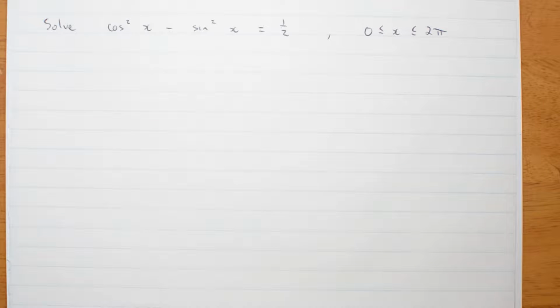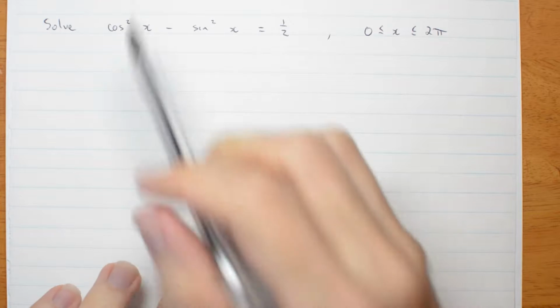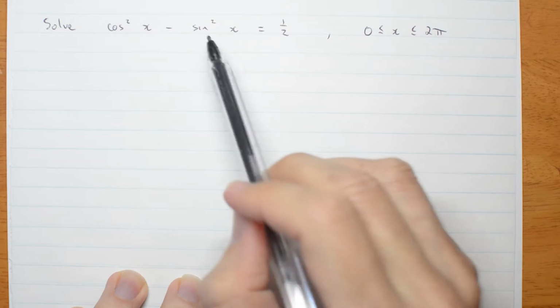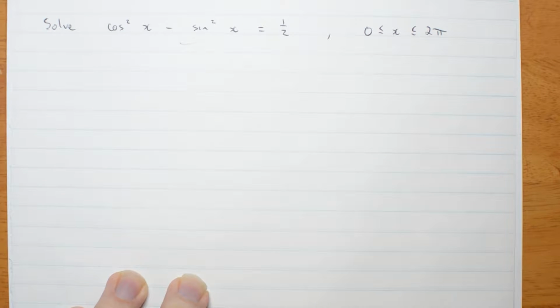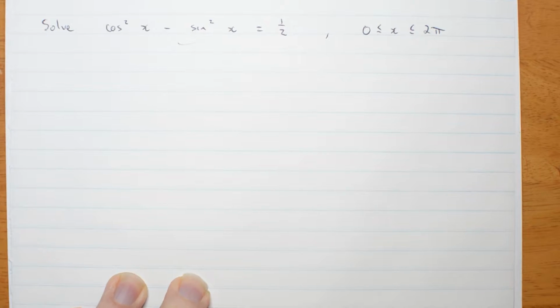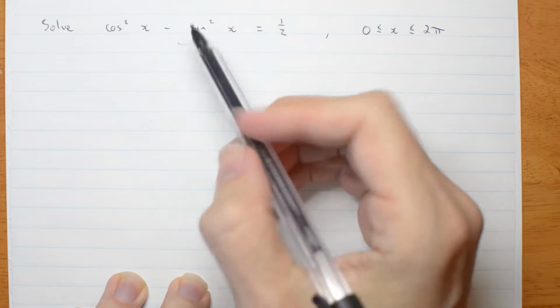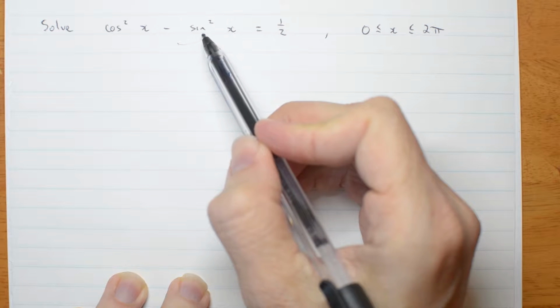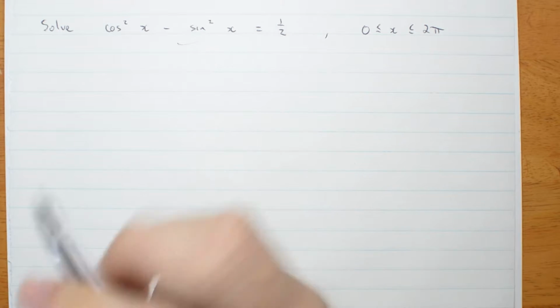We can also use trigonometric identities to solve more complex equations. Cos squared x minus sin squared x equals a half. I think the book replaces cos squared, so I'm going to replace sin squared. So you have two different alternative ways. You'll get the same answer. I'm going to replace sin squared x with 1 minus cos squared x.